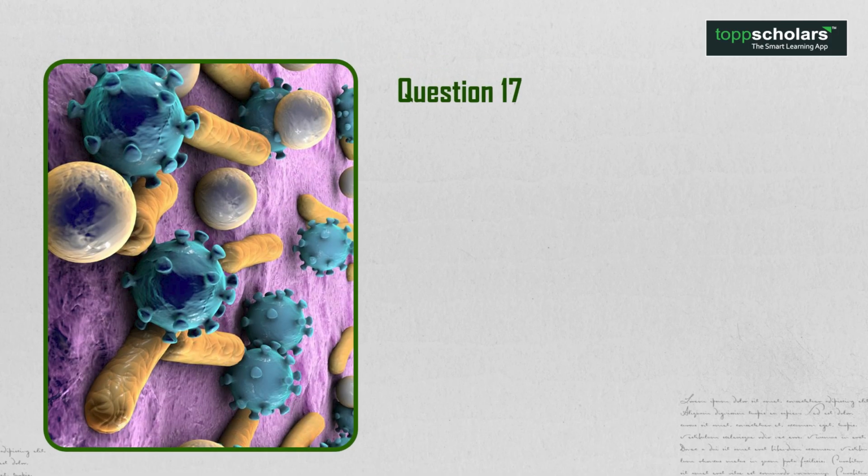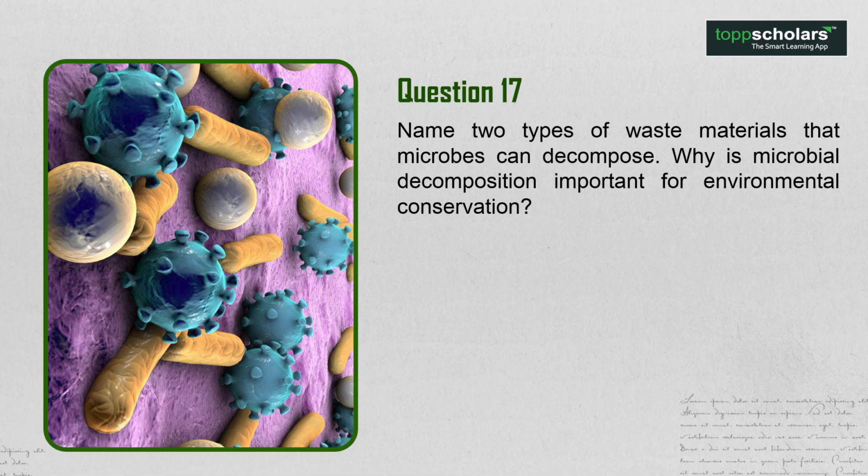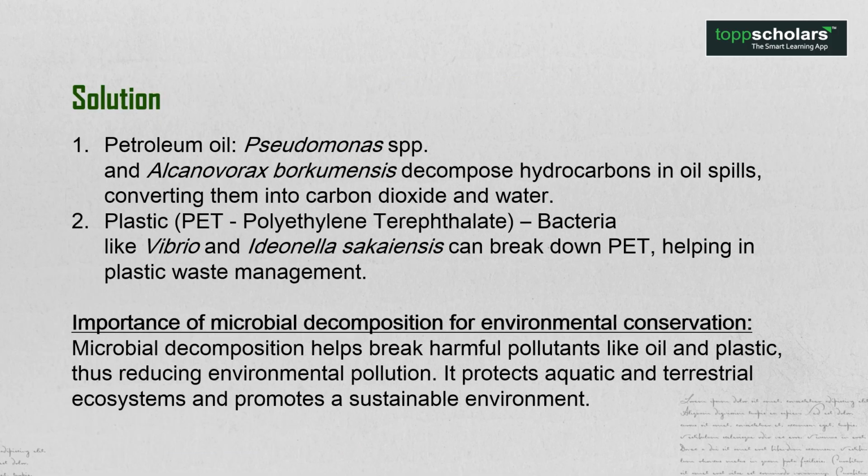Question 17. Name 2 types of waste materials that microbes can decompose. Why is microbial decomposition important for environmental conservation? The correct answer is petroleum oil. Pseudomonas species and Alcanivorax borkumensis decompose hydrocarbons in oil spills, converting them into carbon dioxide and water.